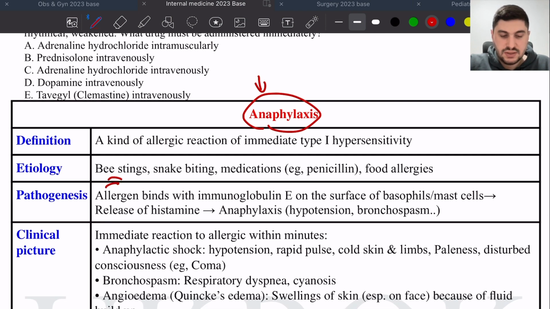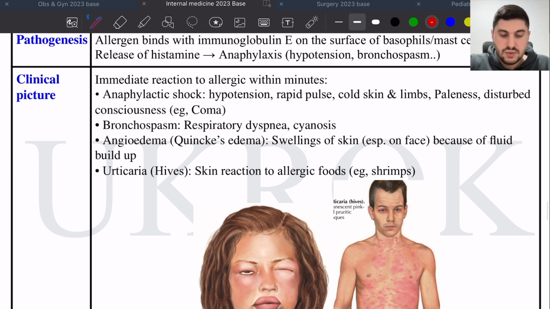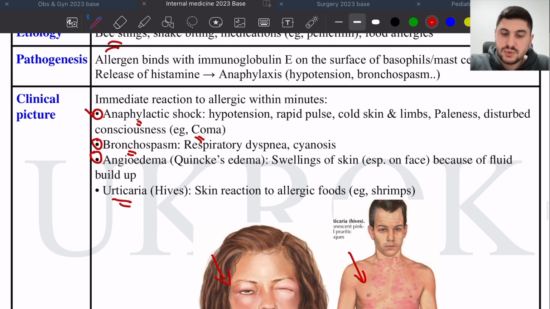It can be caused by bee stings, snake bites, medications, food allergies, and will cause all the emergency manifestations: shock, bronchospasm, angioedema looks like this, urticaria looks like this, a skin condition, and of course the dangerous ones are the respiratory system and the circulatory system, causing shock and maybe coma. So we need to reduce this allergy as fast as possible and also support the blood pressure.